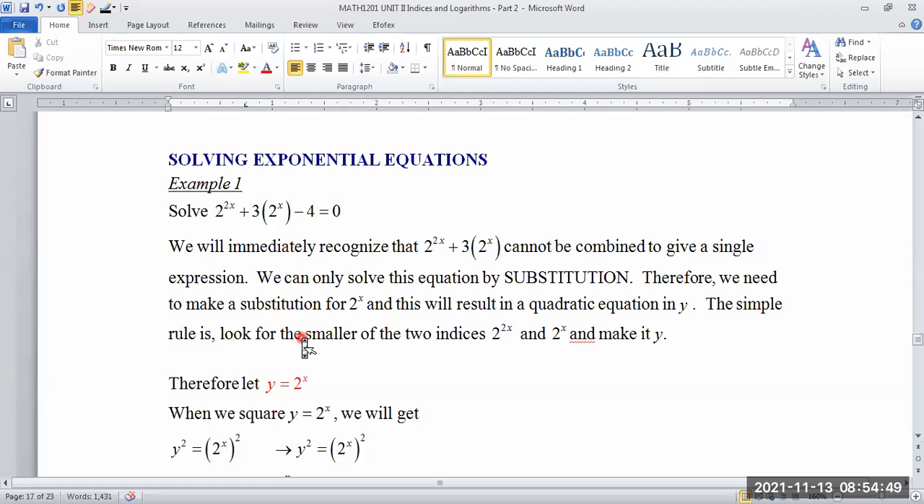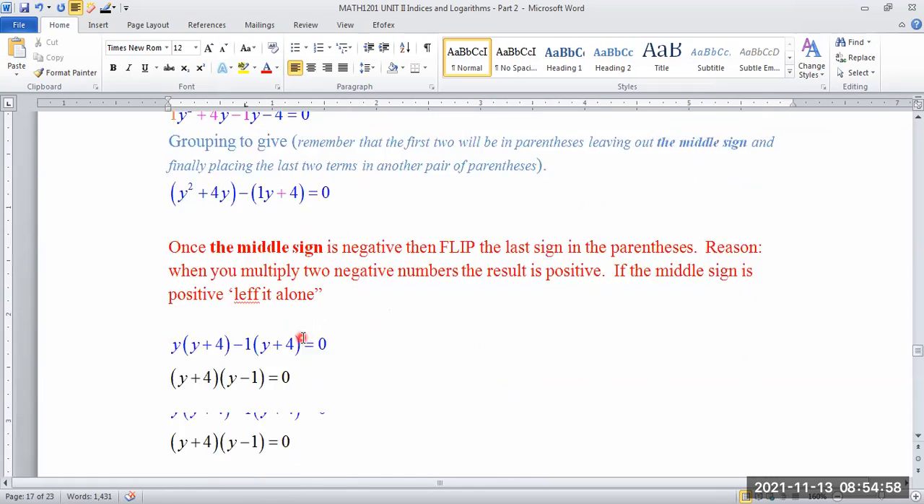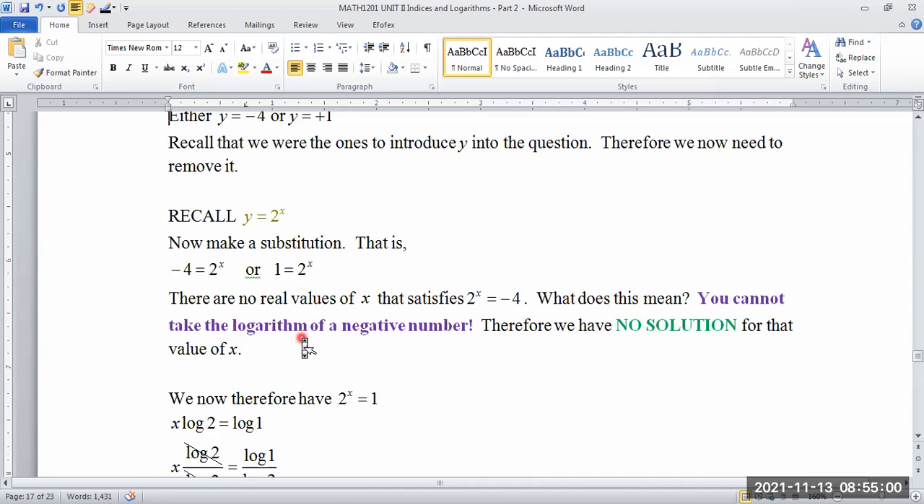Indices. So it could be exponential or indicial equations. So it's exponential. So look at what we have. Having made a substitution, we know how to solve these questions. These are called simple exponential equations.